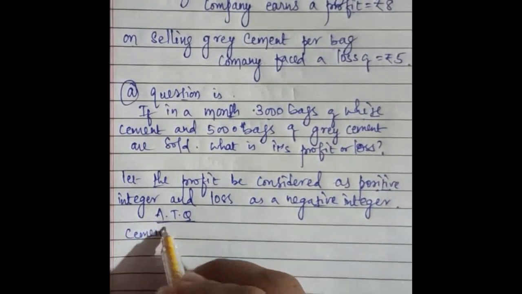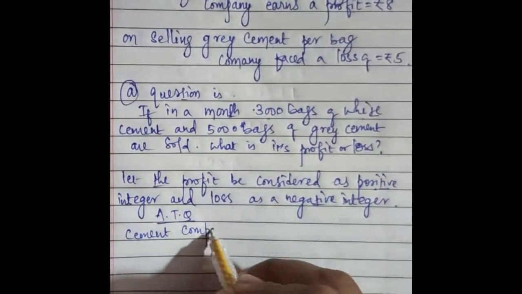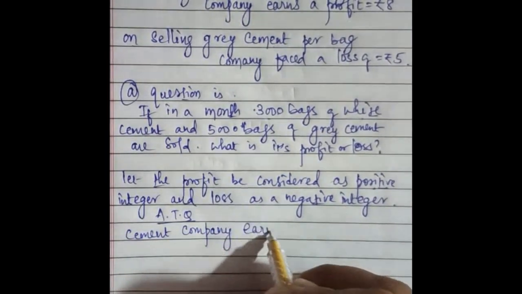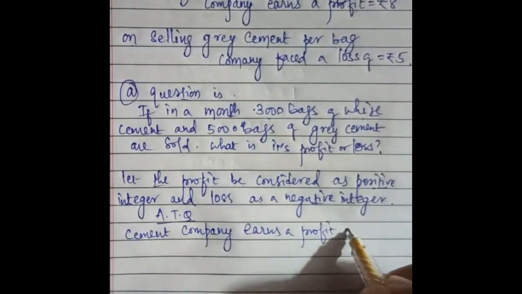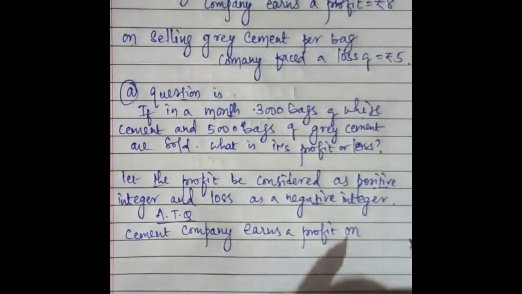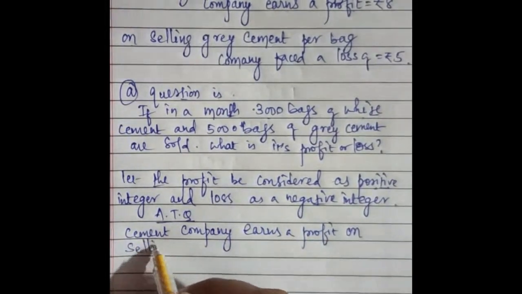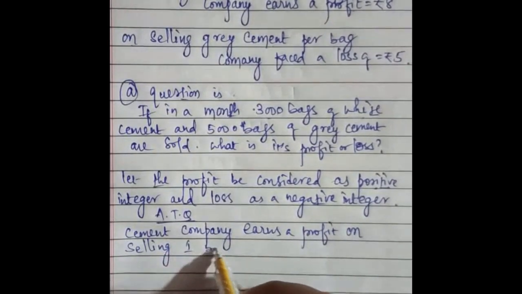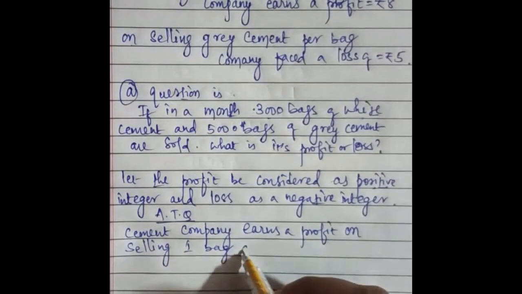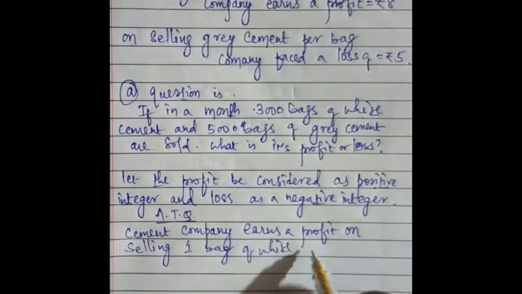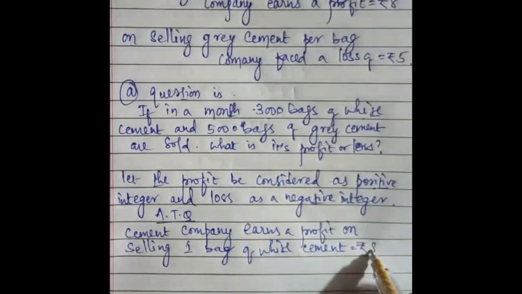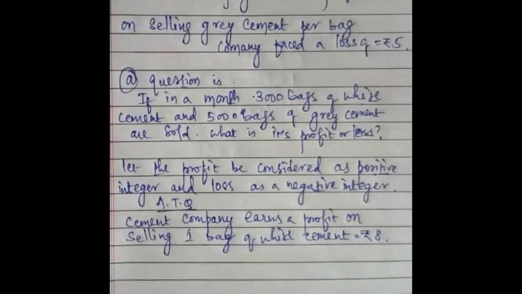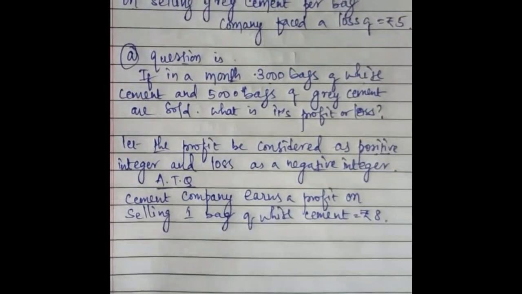Cement company earns a profit on selling one bag of white cement, equal to rupees 8. In per bag they were earning 8 rupees.